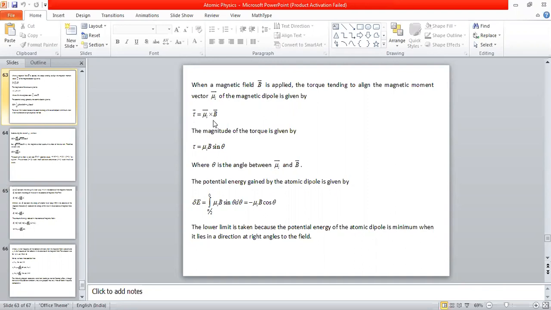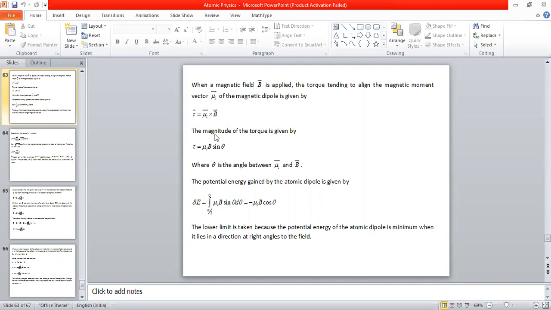This is the standard definition for the torque acting on a magnetic dipole moment vector mu L in a magnetic field vector B, which is a strong magnetic field because we are discussing the normal Zeeman effect. In order to observe the normal Zeeman effect, this magnetic field vector B should be as large as possible. Now this expression: vector tau is equal to vector mu L cross vector B.